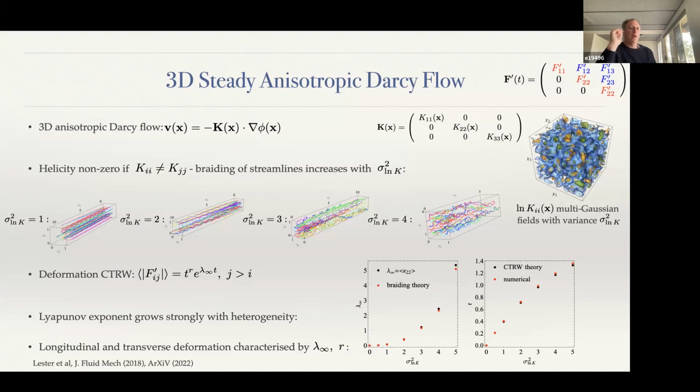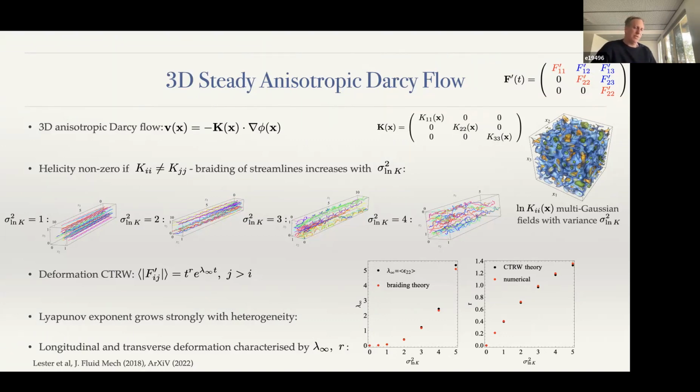to the others. When we consider these sorts of systems, we can consider the braiding of streamlines as they move through the flow, and that braiding increases with the log variance of the conductivity field. So for small log variances, sigma squared log k is 1, we see oscillation of the streamlines, but very little braiding. As we go up to highly heterogeneous systems, these anisotropic flows then impart strong fluid braiding, as shown on the right, for sigma squared log k is 4.